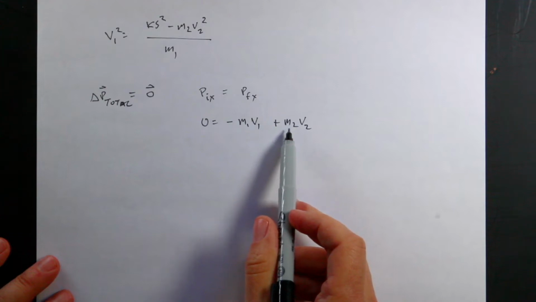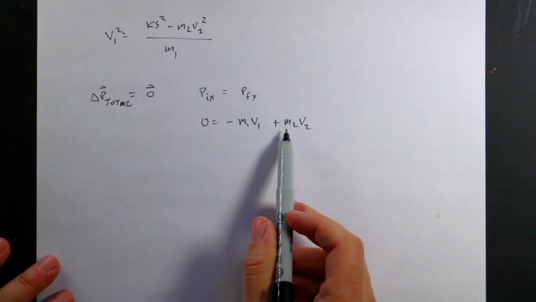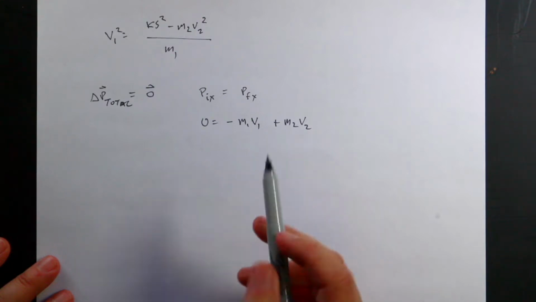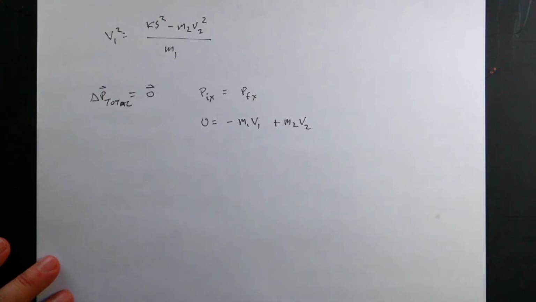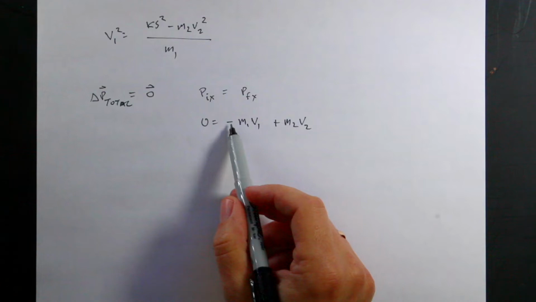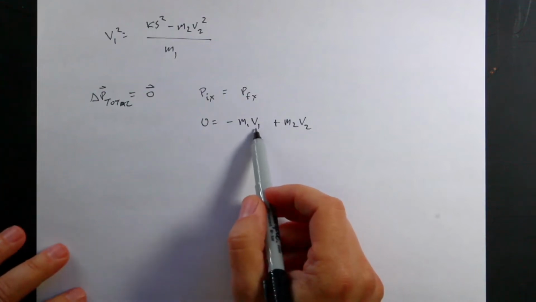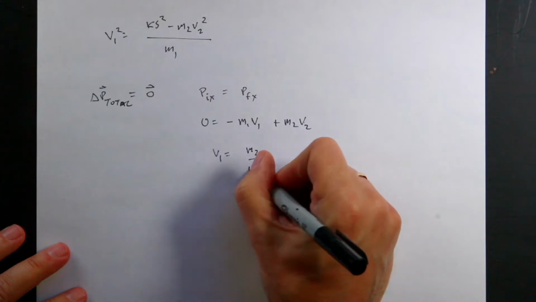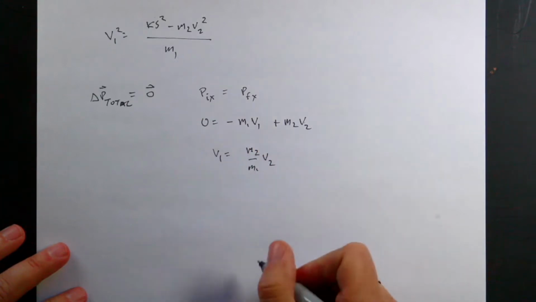So then I can solve this for v1. So v1, and that's the positive value. I've already taken into account the negative sign there. So v1 is going to be equal to m2 over m1 times v2.